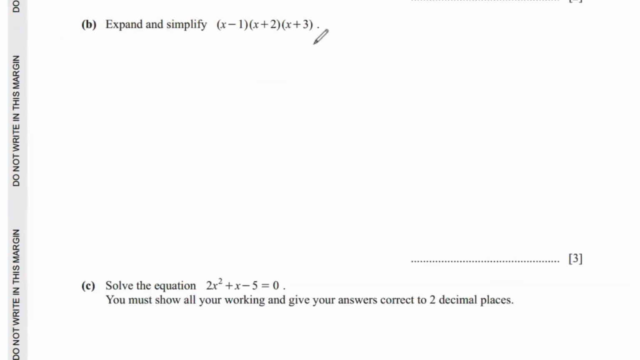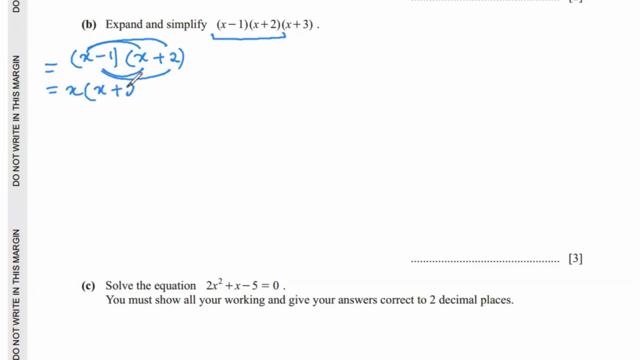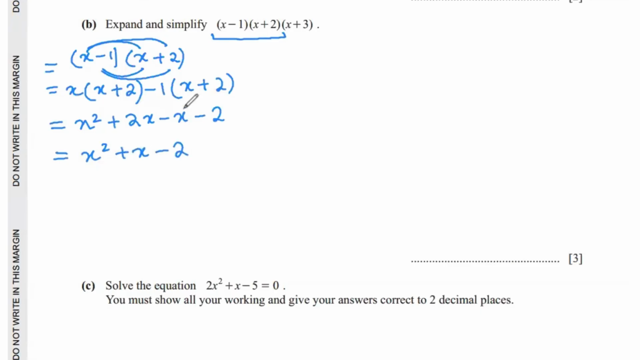Then it says expand and simplify. So we have triple bracket. First, let's begin with expanding the first two brackets. So x minus 1 times x plus 2. That's going to be x times x plus 2, negative 1 times x plus 2. That's going to be x squared plus 2x minus x minus 2, which is x squared plus x minus 2.